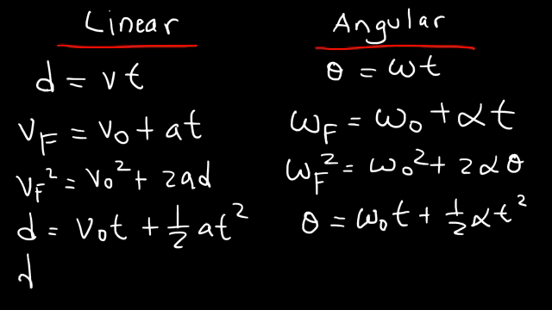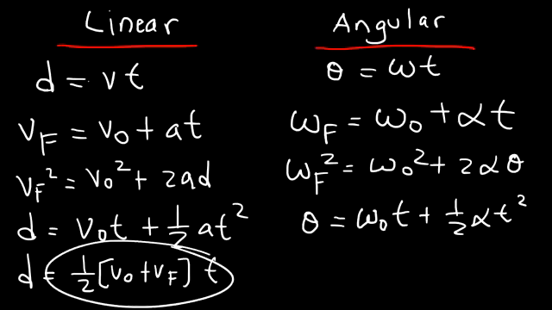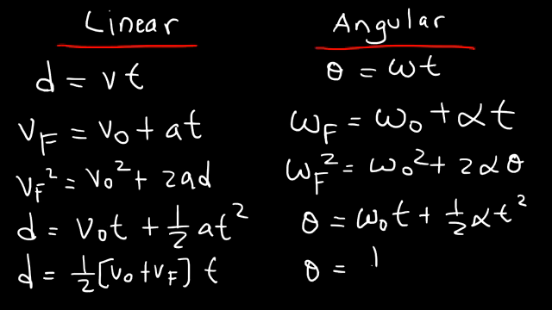And there's one more equation. The displacement is equal to the average speed or average velocity, which is the sum of the initial and the final velocity divided by 2 times t. So this is a variant of this equation. Instead of using v, you're using average v. So theta is 1/2 omega initial plus omega final times t. So you may want to write down these equations for the problems that are about to come shortly.